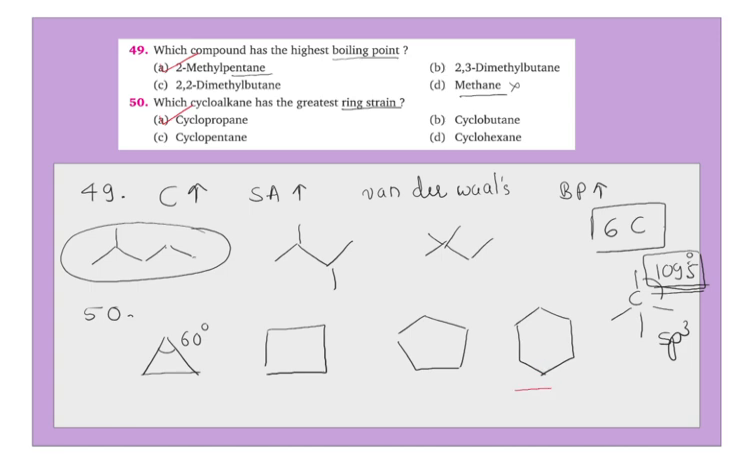However, cyclohexane is considered as least angle strain because the cyclohexane will undergo twisting of the molecule like this, and it will form a chair conformation where the bond angle will be 109.5 degrees. Therefore, least angle strain, highest angle strain. Hence, for this question, cyclopropane has the greatest ring strain.